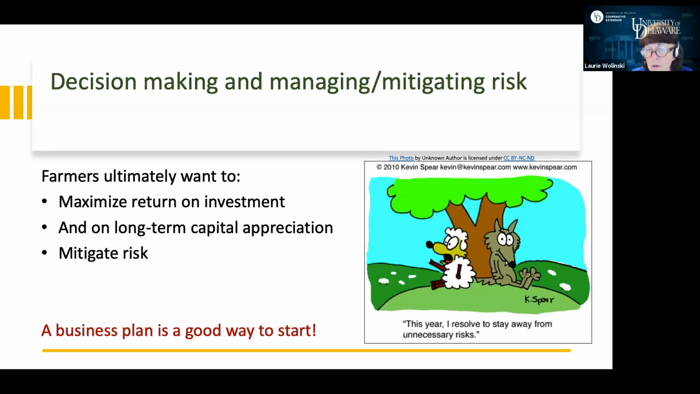I think this cartoon was particularly relevant to this year. "This year, I resolved to stay away from any unnecessary risks." Well, we're trying real hard to stay away from risks. It's a tough year.